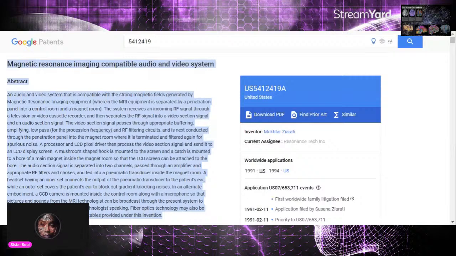It says that, let's keep moving. In an alternate embodiment, a CCD camera is mounted inside the control room along with the microphone, so that pictures and sounds from the MRI technologists can be broadcast through the present system to allow the patient to see and hear the technologist speaking. Fiber optics connected to your fiber system. Fiber optics technology may also be incorporated into the signal that is conducted in the cables provided under the invention.